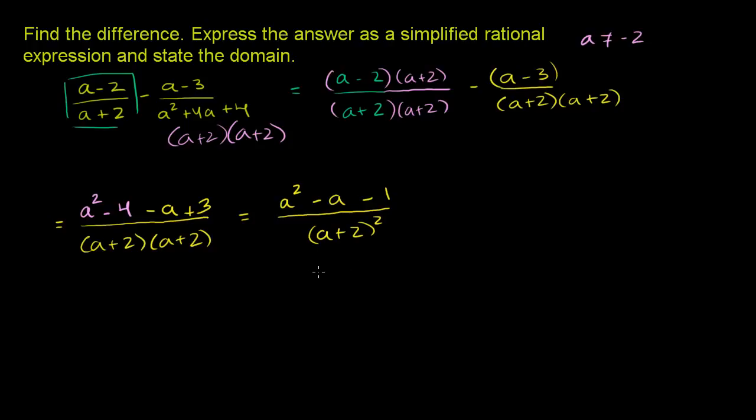So we're done. We have simplified the rational expression, and the domain is all a's except for negative 2, or all a's given that a does not equal negative 2. All a's except for negative 2. And we are done.